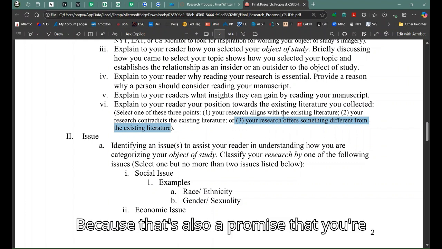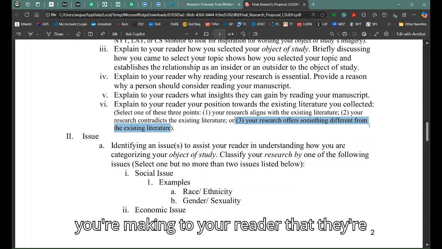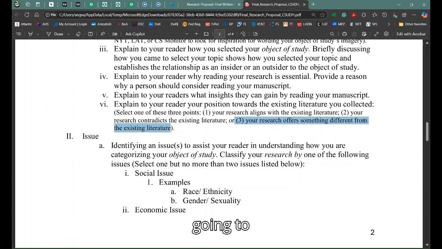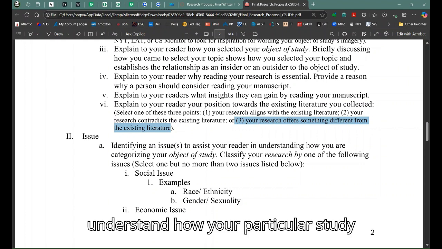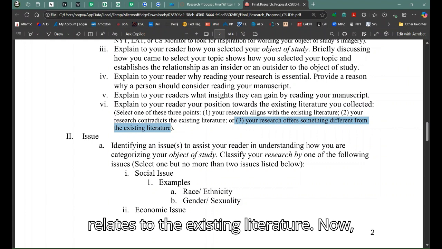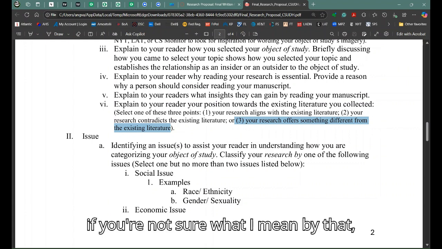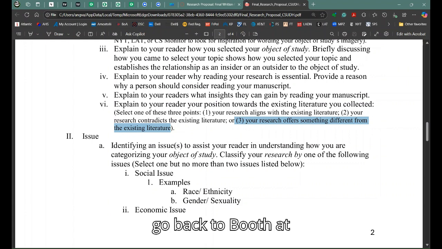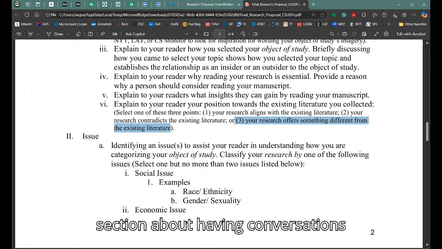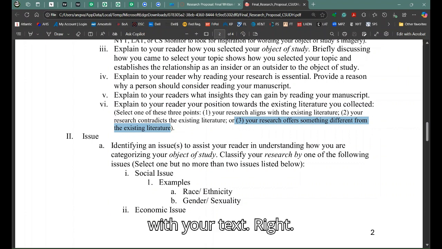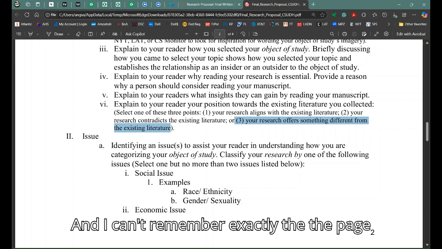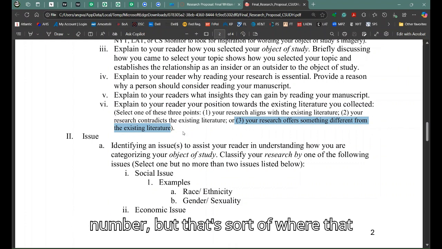Okay, because that's also a promise that you're making to your reader, that they're going to understand how your particular study relates to the existing literature. Now, if you're not sure what I mean by that, go back to Booth et al. and review the section about having conversations with your text. Right. I can't remember exactly the page number, but that's where that comes from.